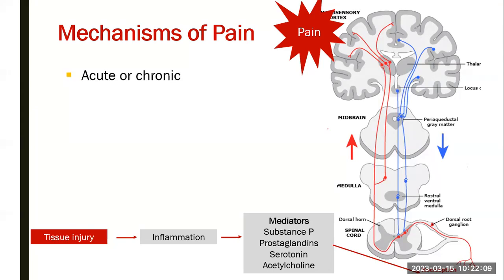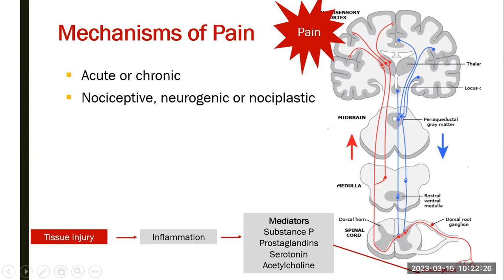Now, it could be acute or chronic, like in our first patient. It could be short lasting or longer, 3 months or more, we call it chronic. It could be of different types, nociceptive, neurogenic, or nociplastic. And like our first patient, if it's acute, we might be able to identify it's probably the biceps tendon that is inflamed. But like in the second and third patients, if there's chronic pain, it can be a little bit more complex.